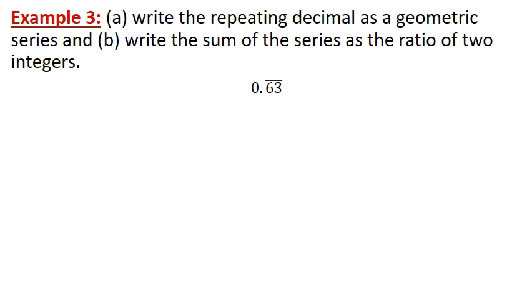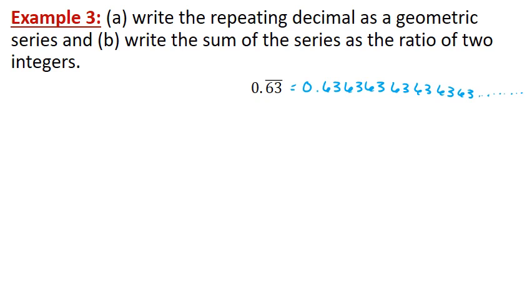Okay, so this problem is a little bit unusual, but it's kind of interesting. It says write this repeating decimal as a geometric series and then write the sum of the series as a ratio of two integers. So if I have 0.63 repeating, this is just like saying 0.63, 63, 63, 63, 63, 63, 63, forever and ever. So if you have time, you can write 63 over and over if you want.